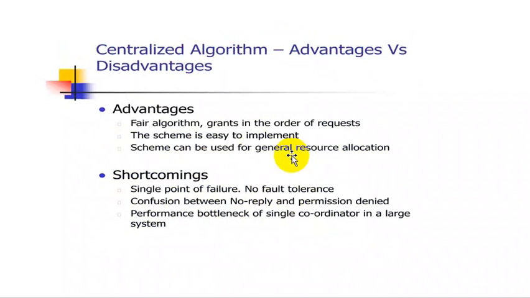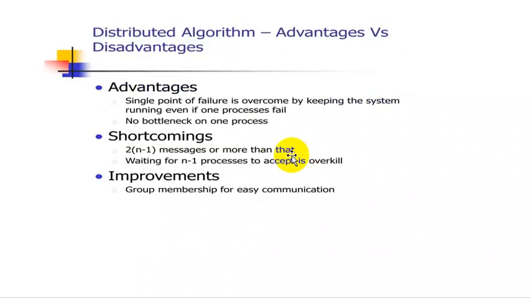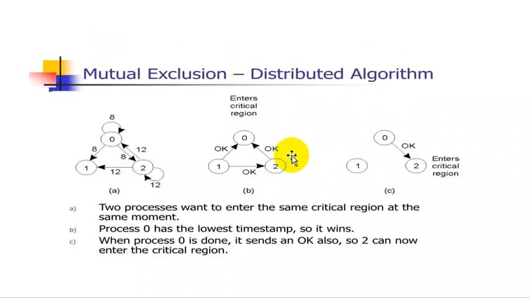By contrast, in the distributed algorithm using timestamps, when processes want critical region access simultaneously, the lowest timestamp wins. Once finished, it signals OK, so the next process can enter. This eliminates the single point of failure, but it requires sending at least 2(n minus 1) messages, and waiting for every single process is a big overhead.